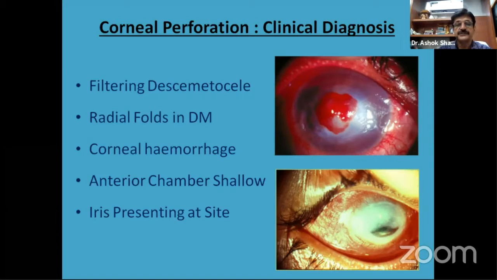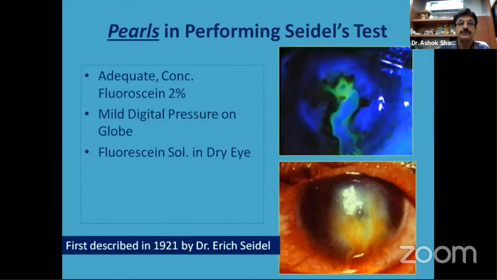You have a large corneal perforation, the iris is presenting at the site, and the diagnosis is clearly written there. But there are cases where there may be just shallowing of the anterior chamber, or there may be corneal hemorrhage. We are treating a case of corneal ulcer and we get hemorrhage. And then there are patients where the AC is well formed and the patient may have a filtering descemetocele or radial folds. So for subtle cases, we have to perform Seidel's test.